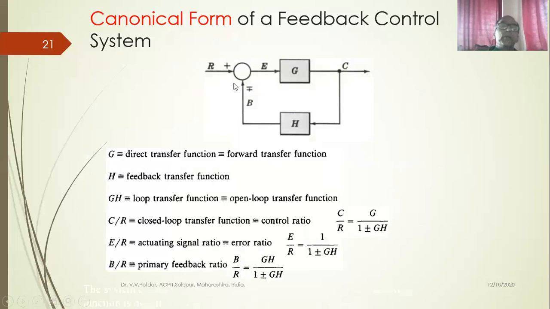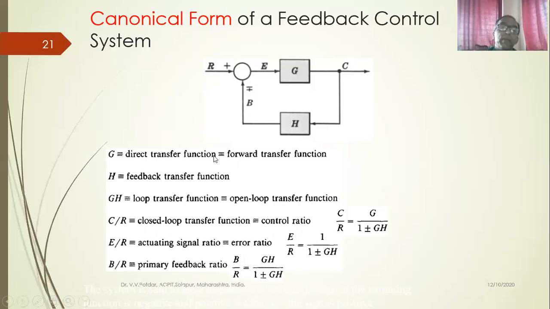Okay, let us come back to the canonical form of feedback control system. What I had said, canonical form: when in a block diagram I have one block in the forward path and one block in the feedback path, I call this form of block diagram the canonical form of feedback control system block diagram. This is the canonical form. This is the reference input R. This is the feedback signal B. This is the error signal E. This is the feed forward block G. C is the control signal. H is the feedback block.